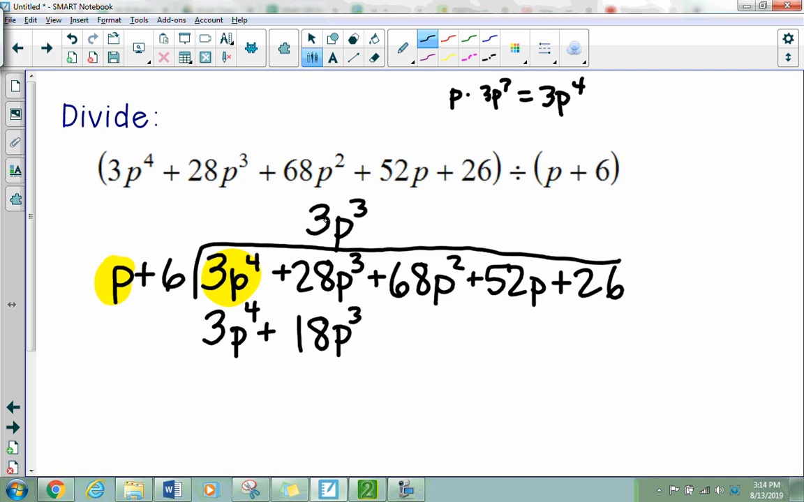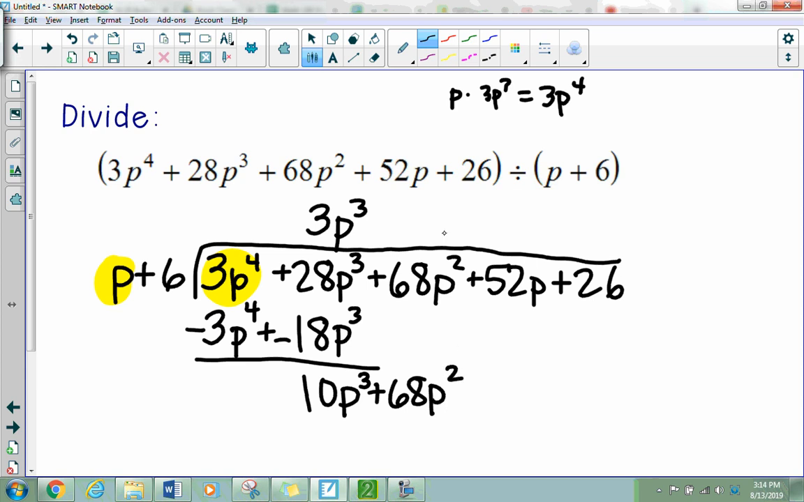After you multiply around, you're supposed to subtract, but when you subtract polynomials, you need to change the sign on all the terms. So this becomes a negative and this becomes a negative. And now you combine straight down. This should cancel because that's how we set it up. 3p to the fourth minus 3p to the fourth. In this case, 28p to the third minus 18 is going to leave me with 10p to the third. And then you bring down just your next term, so the plus 68p to the second.